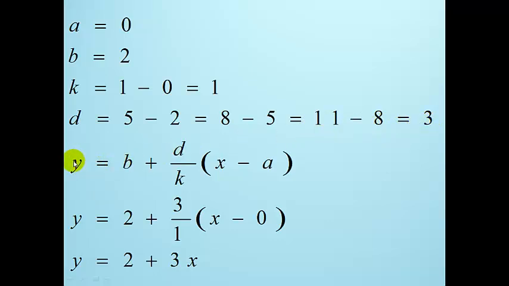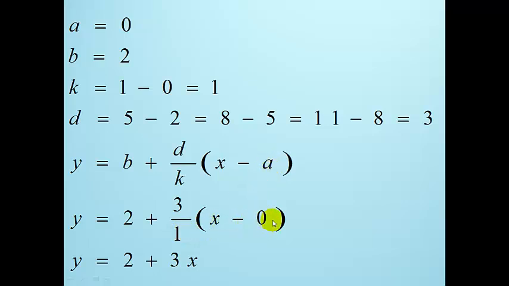Now, the rule for the linear mapping is given by y equals b plus d over k into bracket x minus a. Now, by substitution, we have y equals 2 plus 3 over 1 into bracket x minus 0. This is because b equals 2, d equals 3, k equals 1, and a equals 0.